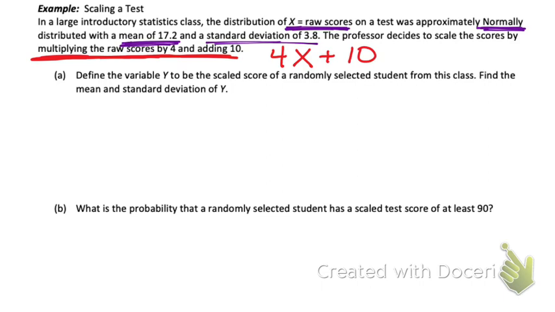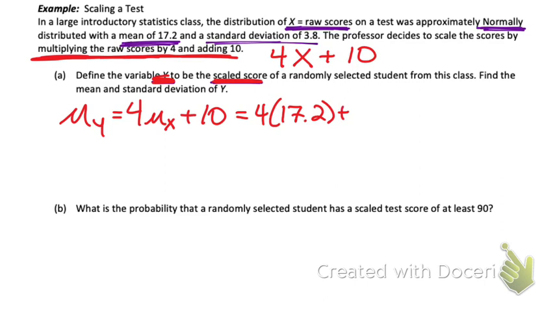Yeah, this is like algebra. Is it? Come on. We're going to define variable Y to be the scaled score. Y is the scaled score of a randomly selected student in the class. Find the mean and the standard deviation. What is the mean of Y going to equal? 4 times the mean of X plus 10. 4 times 17.2 plus 10. This will be the mean of the scaled score.